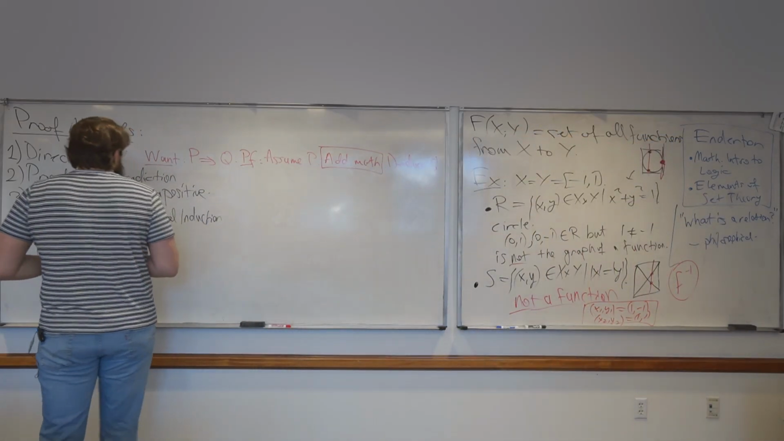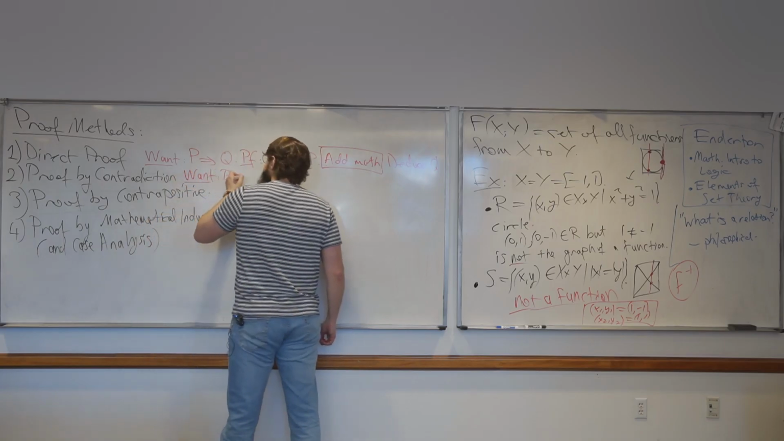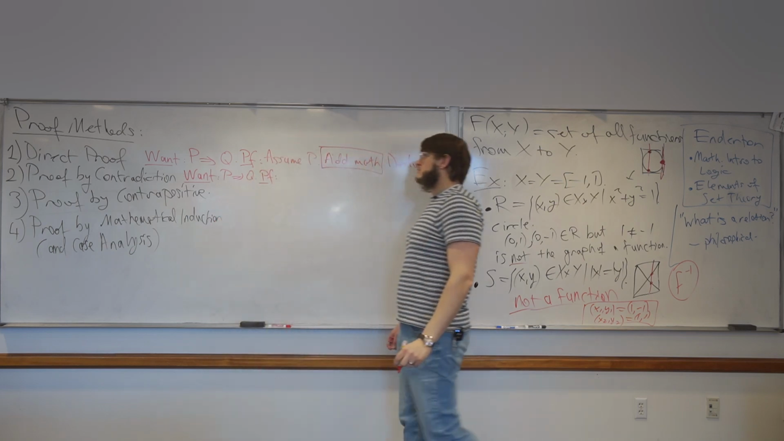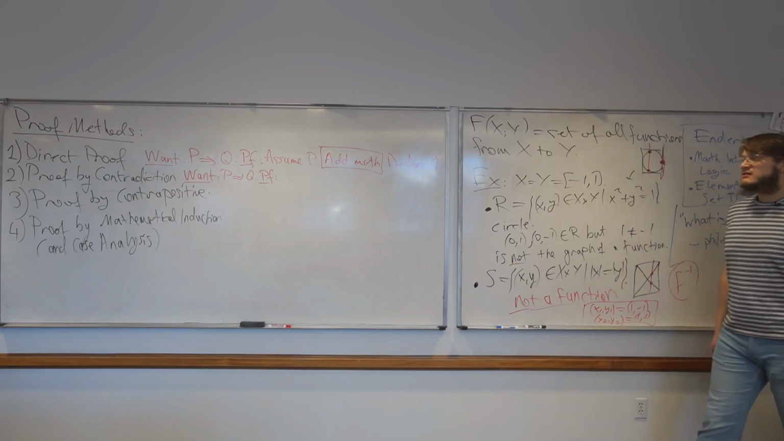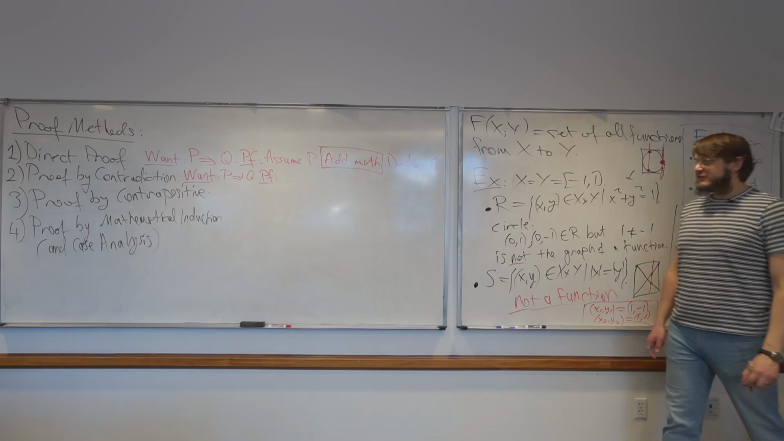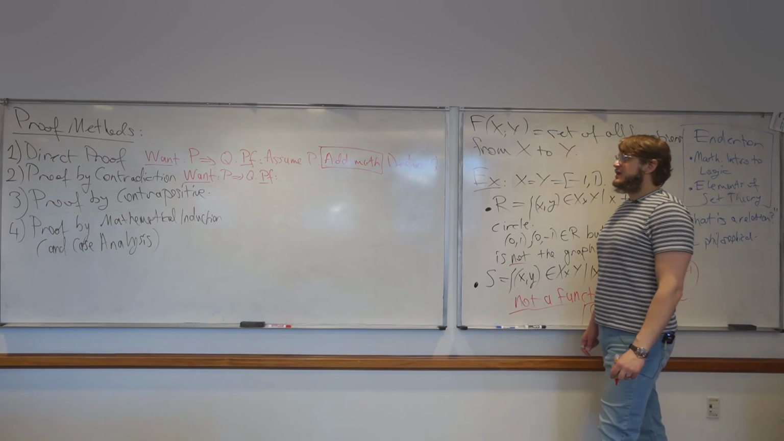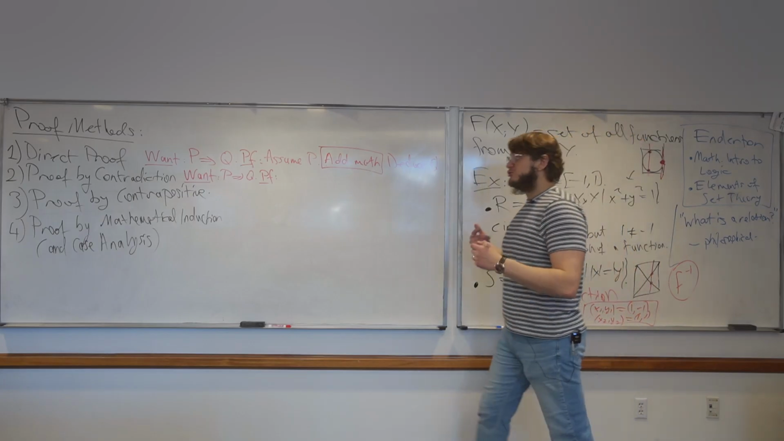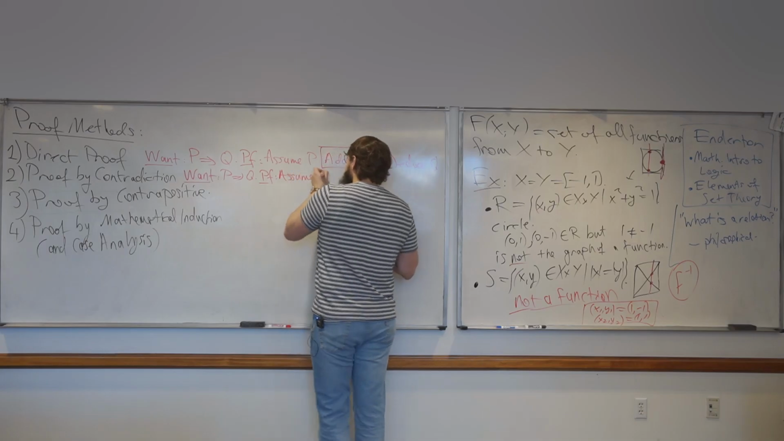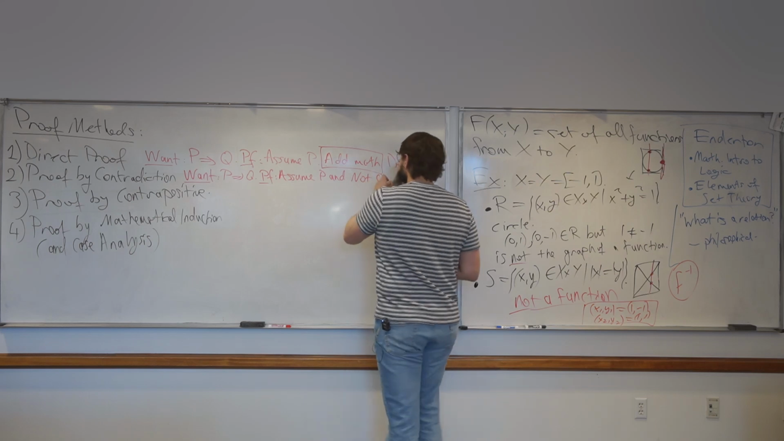Proof by contradiction goes like this. Again, you want P implies Q. And this is now how you prove. This time you say, assume P and not Q. You say, suppose the hypothesis holds, but the conclusion does not hold. Then you add some math and deduce something that is obviously wrong. So assume P and not Q, add math.